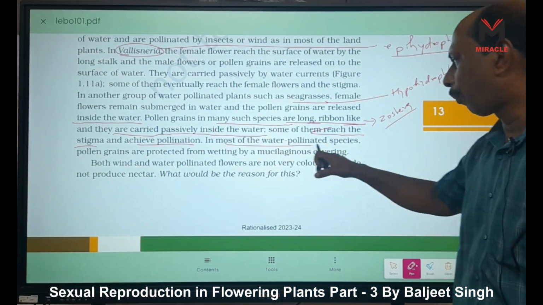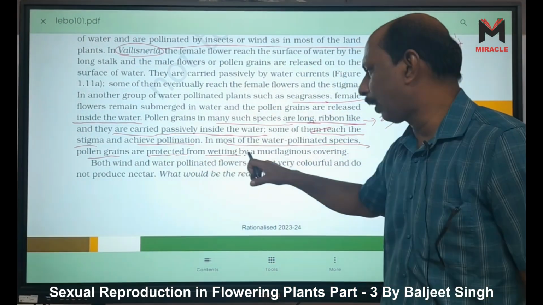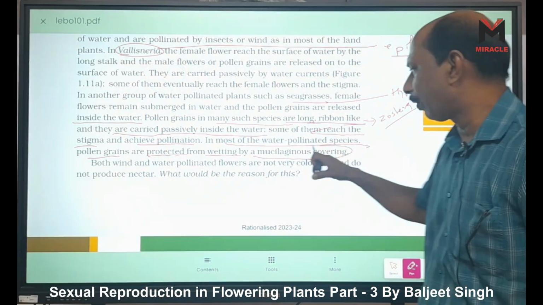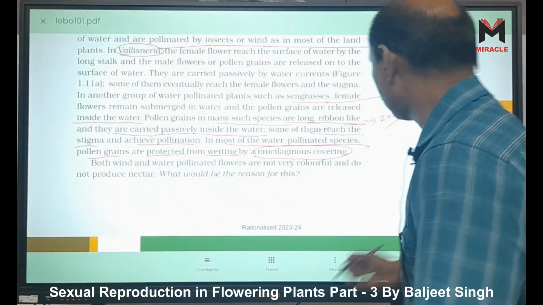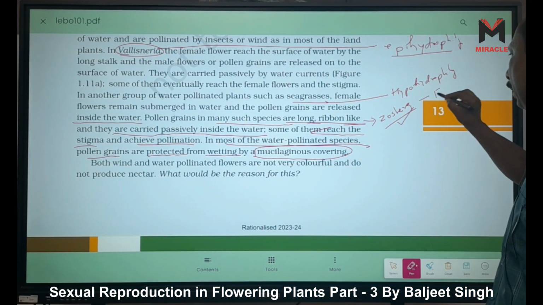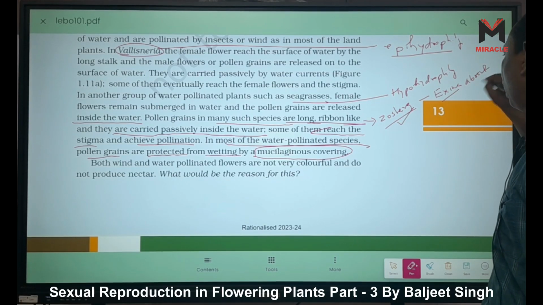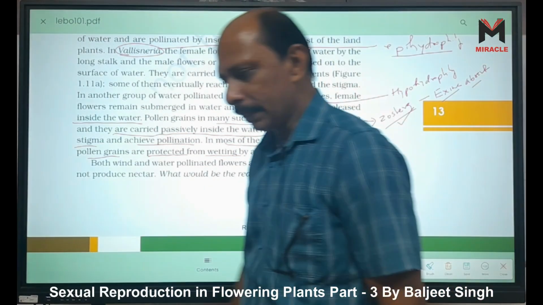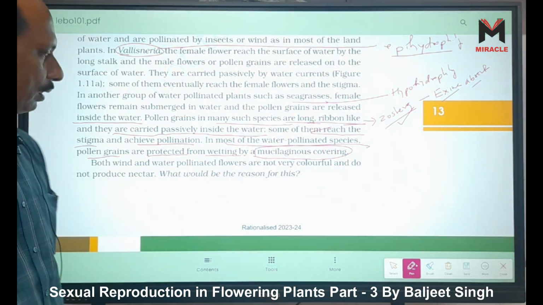In most of the water pollinated species, pollen grains are protected from wetting by a mucilage covering. Like here, in Zostera, exine is absent. In place of exine, they have mucilaginous coverings, right?